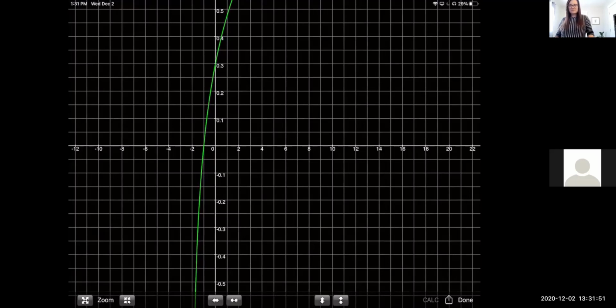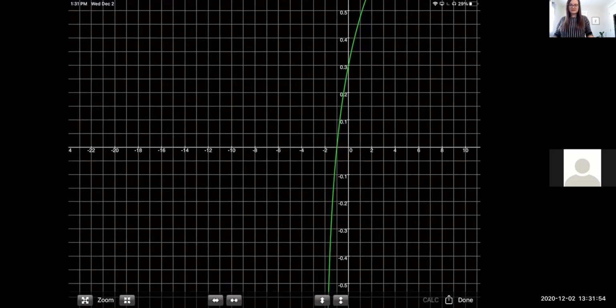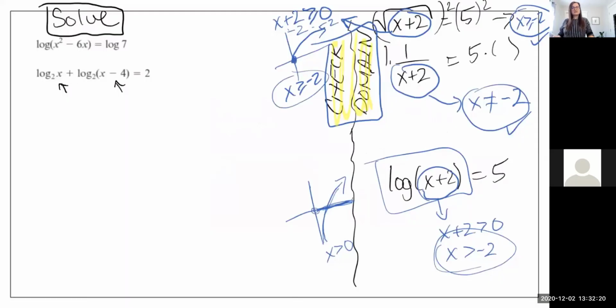So basically what that means is if I had put in -10, it wouldn't have an answer. Basically what I mean is if you get an answer and when you plug it into the log it gives you an undefined, you're going to have a problem and you're going to have to reject that answer. So just be careful. It doesn't happen very often, but always check your domain.